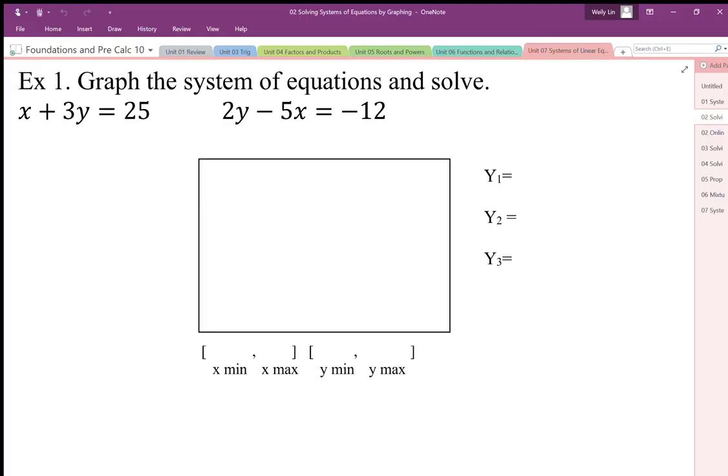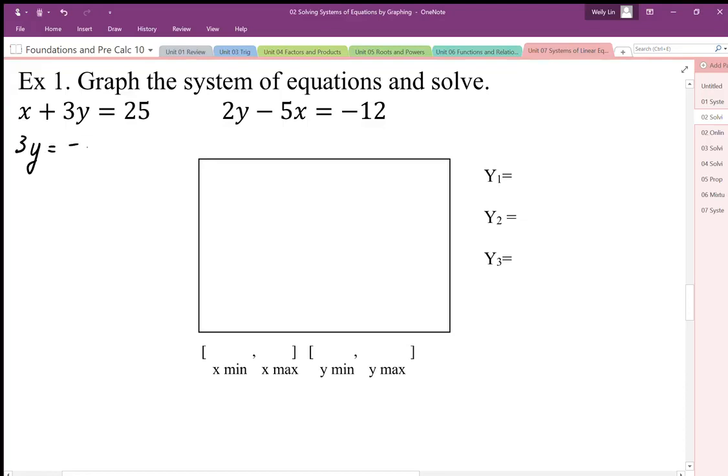Now we could guess and test and make a table of values and see what x's and y's will work, when the x's and y's are the same, but it's going to be much easier to just see this on the graph. Now I'm going to do this first by making this into y equals mx plus b, and we can see the slope and y-intercept of these equations.